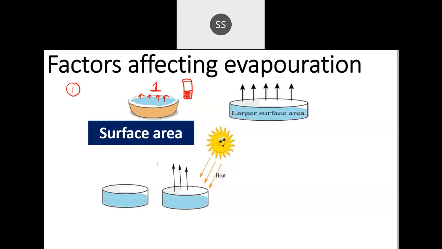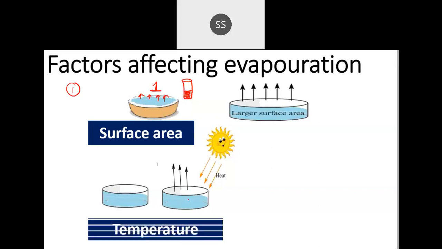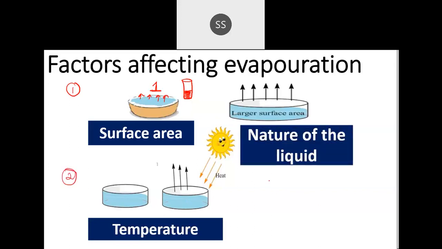During the summer season, you see that clothes also become dry much faster. That's because of faster evaporation due to the heat. They absorb the heat energy faster, and then the process happens at a faster rate. So temperature is one more factor, the second factor. And the other one depends on the kind of liquid.